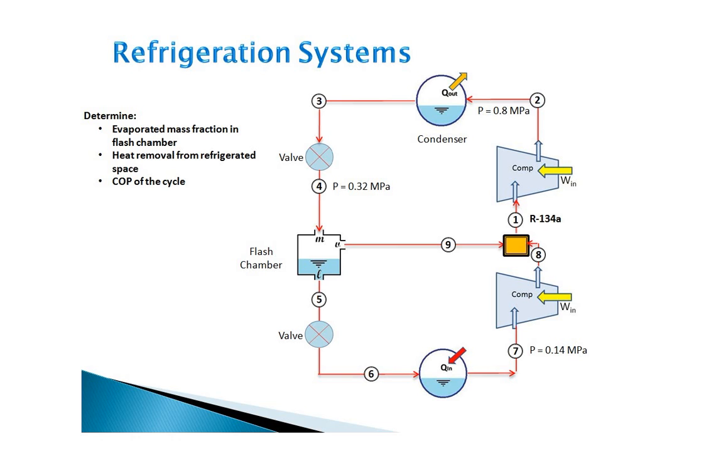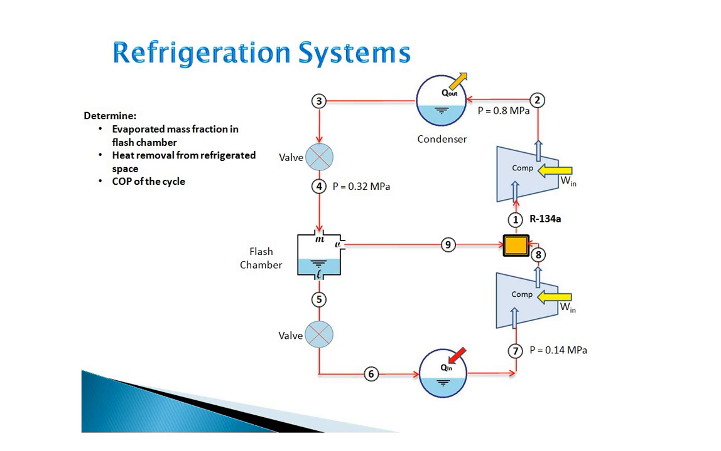The working fluid is refrigerant 134A. The refrigerant leaves the condenser as a saturated liquid, and then it is throttled to a flash chamber that is operating at an intermediate pressure of 0.32 megapascal. The vapor is extracted from this chamber, is mixed with the refrigerant leaving the low pressure compressor, and then the combined flow is compressed in the high pressure compressor to the condenser pressure of 0.8 megapascal.